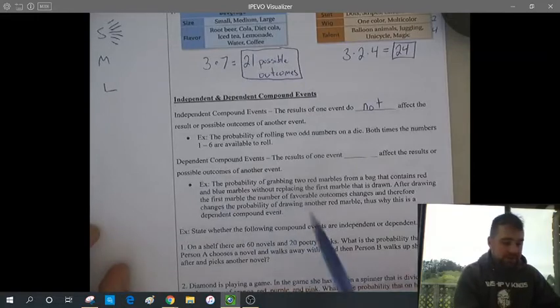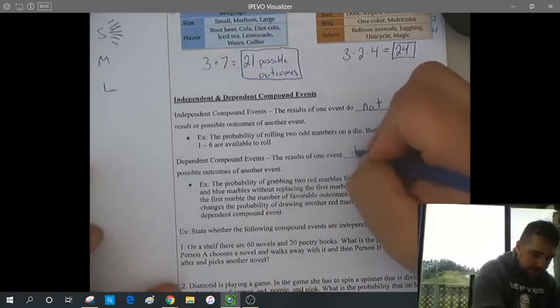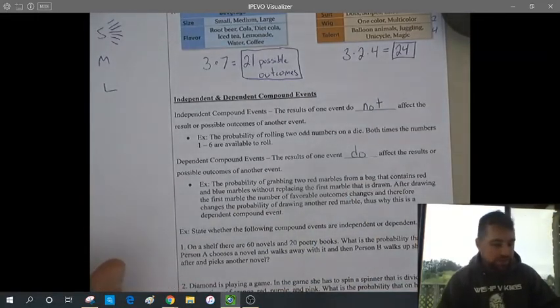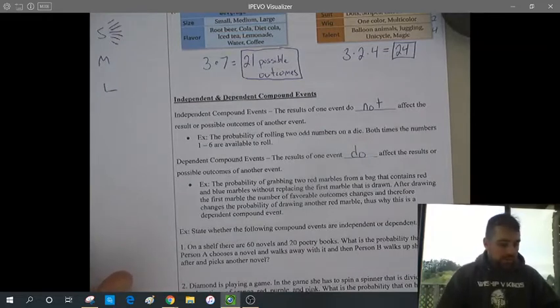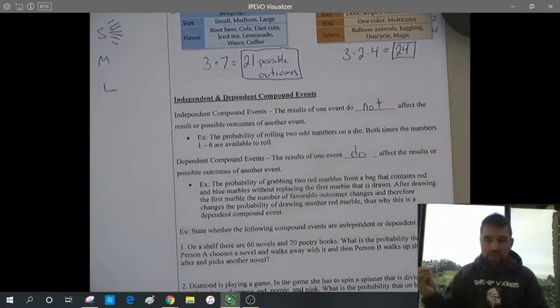Dependent compound events: the results of one event do affect the results or possible outcomes of another event. So here's an example. The probability of grabbing 2 red marbles from a bag that contains red and blue marbles without replacing the first marble that is drawn. So if I have a bag of marbles, I reach in and I grab one out, there's red and blue marbles in there.